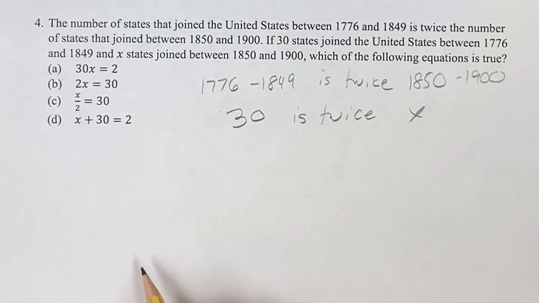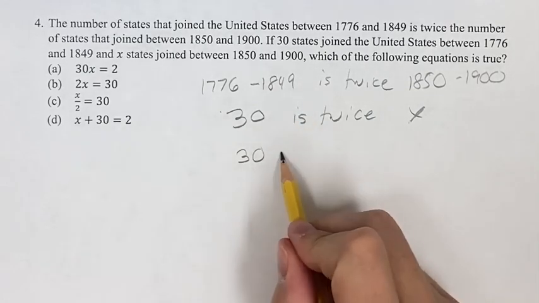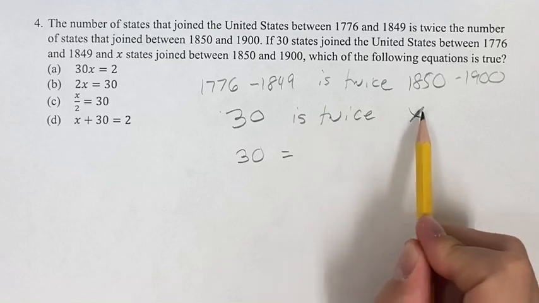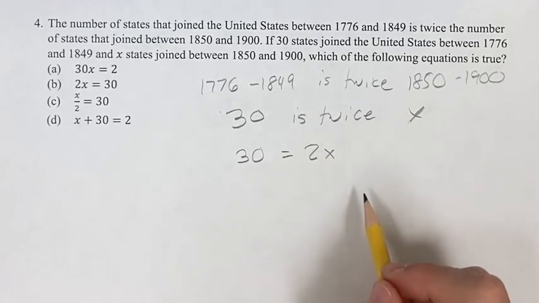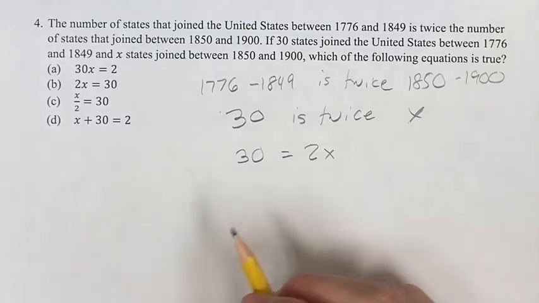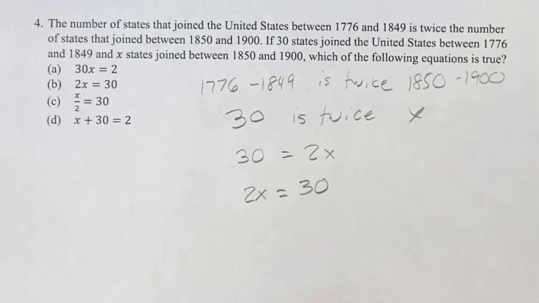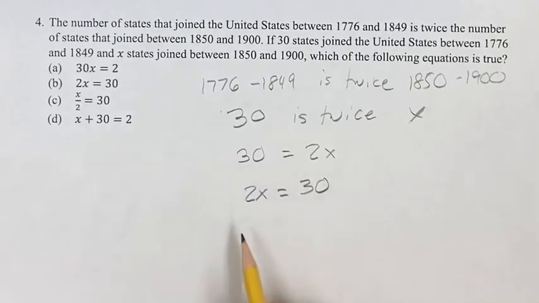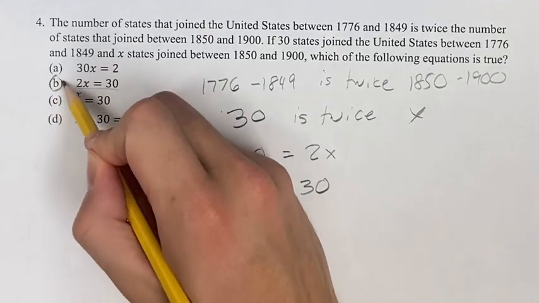Let's turn this into an equation. 30 always corresponds with equals, and then twice x means 2 times x. So 30 is equal to 2x, and if we want to make this look like one of our answers, you just flip the sides around. It doesn't actually change the value of the equation. We get 2x is equal to 30. And this lines up with B, which is going to be your final answer.